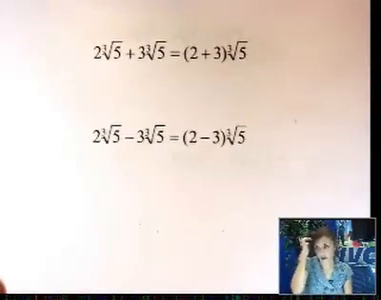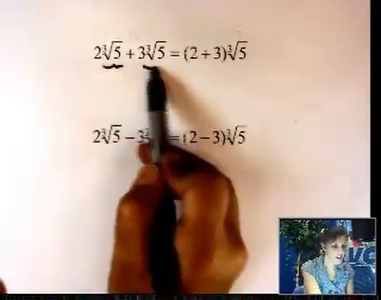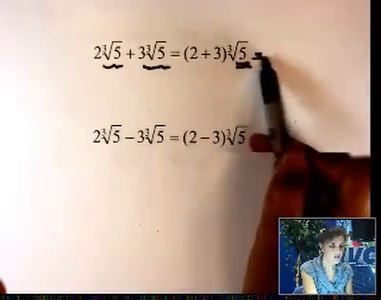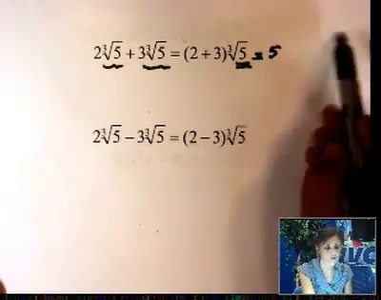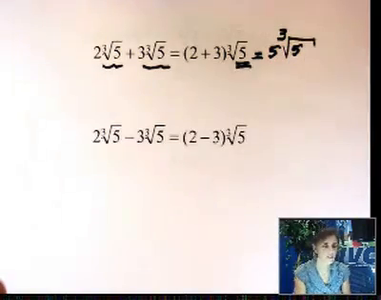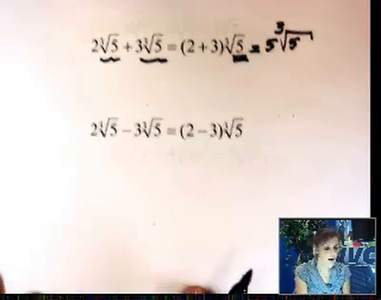Let's look at it again, the same thing. Indices are the same. Pull them out. 2 plus 3, so 5. It doesn't matter if it's square root, cube root. You have 5 cube root of 5. Does that make sense? All right.